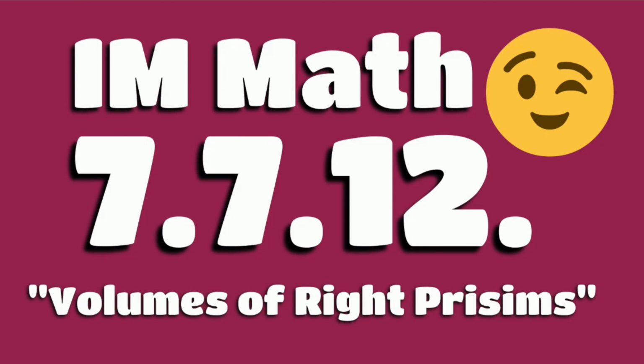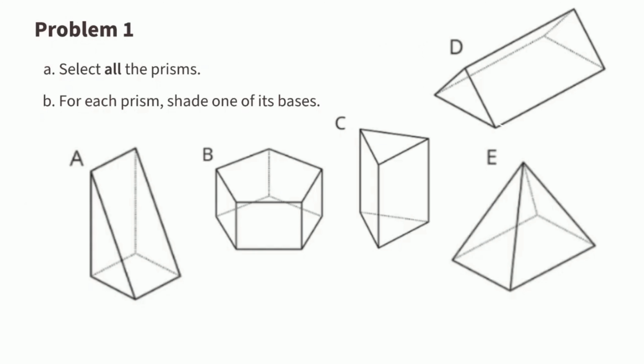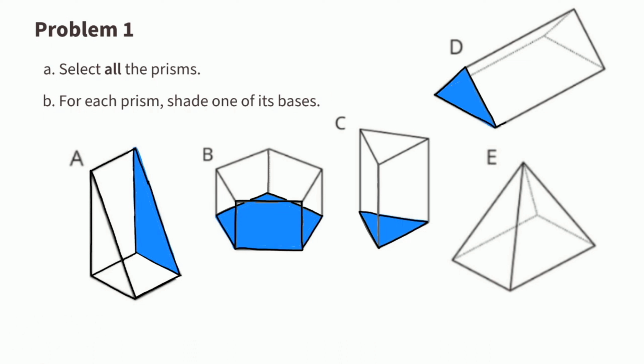Seventh grade Illustrative Mathematics, Unit 7, Lesson 12, Volumes of Right Prisms. Problem number 1, A. Select all the prisms. B. For each prism, shade one of its bases. Remember, prisms have two bases that are parallel to one another. E. The pyramid shape does not have two bases that are parallel to one another.